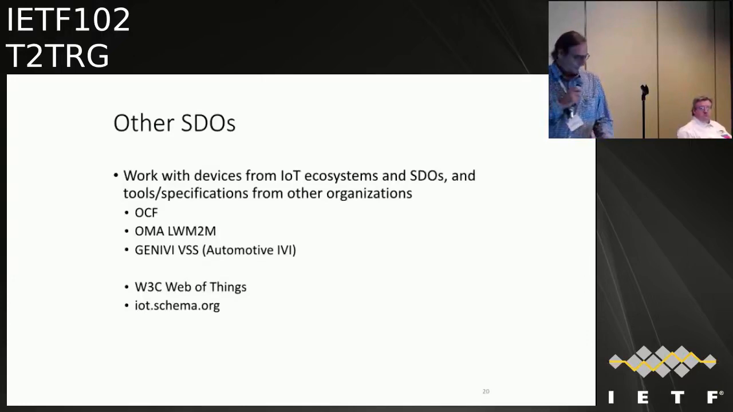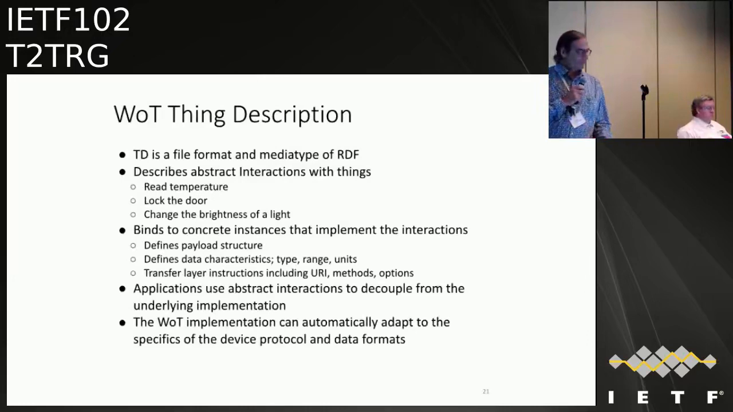And what I have for the rest of this is a little bit of a description of what those last 2 things are. Thing Description. Thing Description is a file format and an RDF media type that describes the abstract interactions with things, such as how do I read temperature, lock the door, change the brightness of a light, and binds those to concrete instances of things that implement those interactions. So it defines the payload structure, the URI, what the address is, where you go, how you operate the transfer layer, and then what the data characteristics look like coming back.